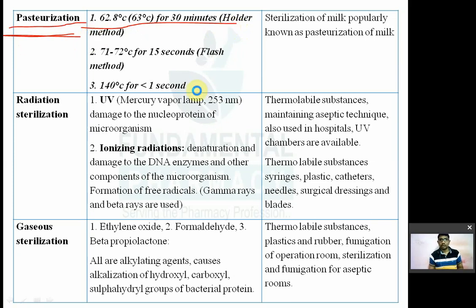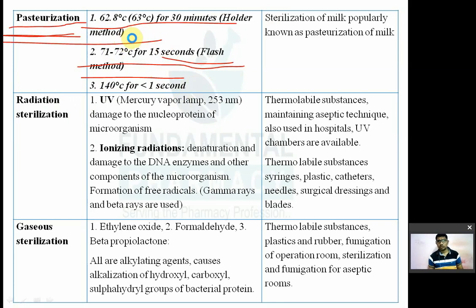Another holding temperature is heating of milk or medium at 71 to 72 degrees Celsius for 15 seconds. And it is known as the flash method. Third method is heating of that medium or milk at 140 degrees Celsius for more than 1 second. एक सेकंड में उसको हीट करना है 140 डिग्री. सो रिमेंबर दिस मेथड्स. इसके ऊपर नाम याद रखो, ये नाम के ऊपर क्वेश्चन आता है. व्हाट इज द होल्डिंग टेम्परेचर इन द होल्डर मेथड, व्हाट इज द होल्डिंग टेम्परेचर इन द फ्लैश मेथड. ओके, ऐसा क्वेश्चन आता है. इन द पास्चराइजेशन यू हैव 3 डिफरेंट होल्डिंग टेम्परेचर.